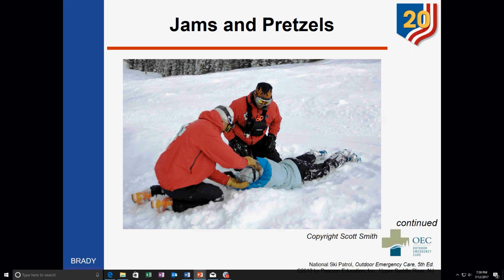Again, people on the hill, you'll call for patrollers, call for equipment. The person at the head is normally the one that's in charge, and he or she is going to be directing what everybody else does.